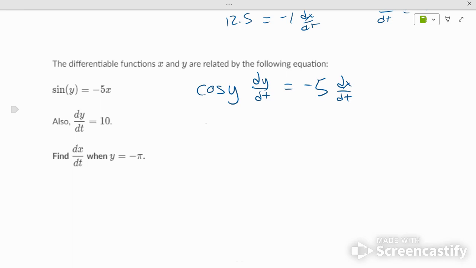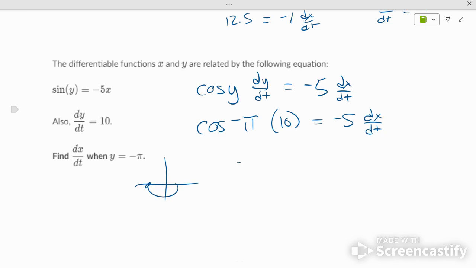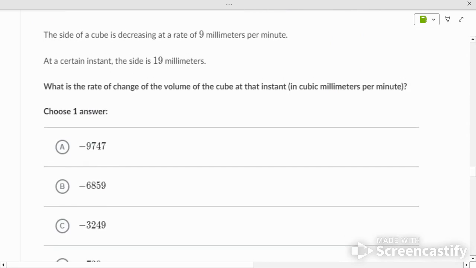All right. So what's the cosine of negative pi? It's negative 1. Because if you think of the unit circle, negative pi is back here. So it's negative 1 times 10 equals negative 5. So negative 10 divided by negative 5 is positive 2. Okay. Related rates. You're kind of getting them now, right? Well, now on to the advanced stuff.